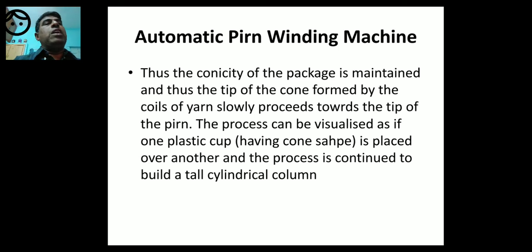the coils of yarn slowly proceeds towards the tip of the pern. The process can be visualized as if one plastic cup having cone shape is placed over another, and the process is continued to build a tall cylindrical column. So here he is giving an example of plastic cup.